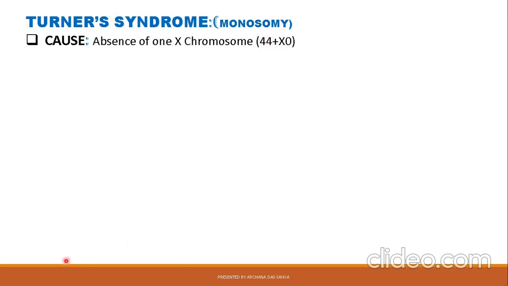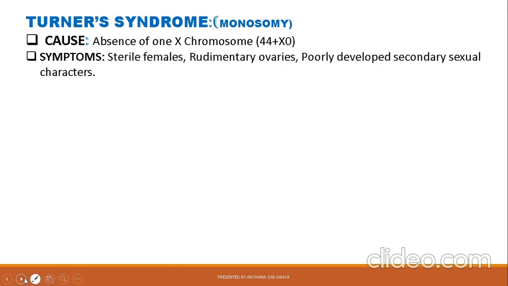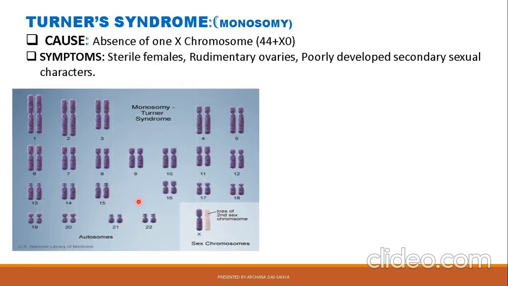44, these are the autosomes. Now these are basically females, but they are sterile. They have rudimentary ovaries due to the absence of the additional X chromosome, and poorly developed secondary sexual characters. They are females, but they do not have a menstrual cycle whereby they would form ovules, the ovum, and that would result in the proper menstrual cycle. All these are lacking. You can see a loss of the second sex chromosome. It is missing, and it results in a total chromosome number of 45.